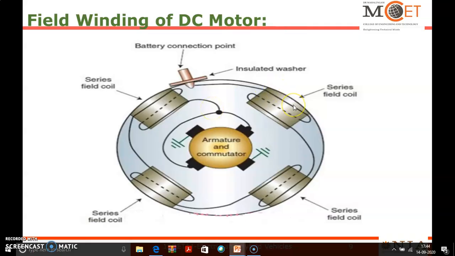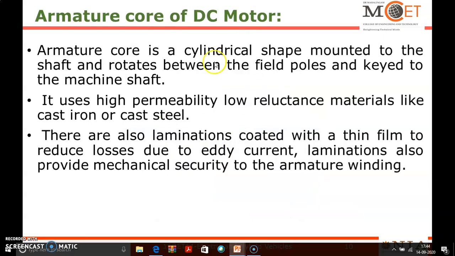So this is a series field coil because they are connected one after another with the armature coil or armature winding. So this is said to be the field winding of the DC motor. So the field windings or the field coils are wound on the field core of the electric motor. Next, the armature core.